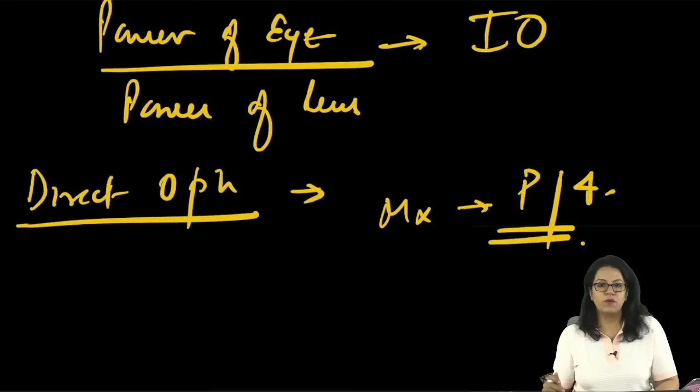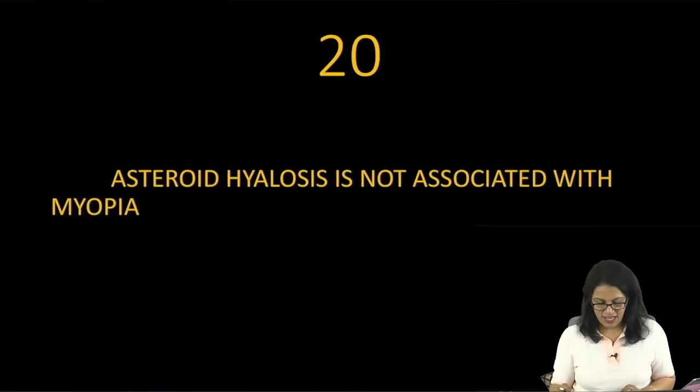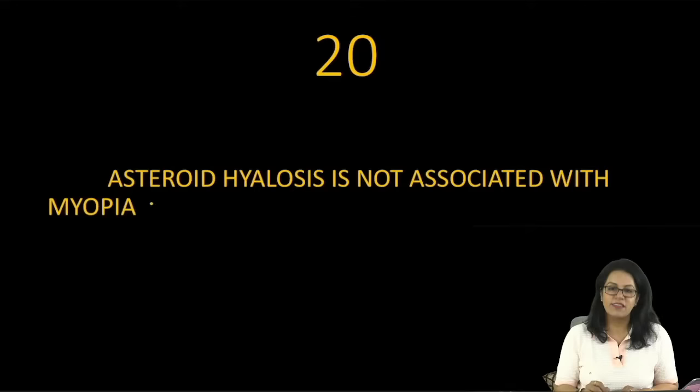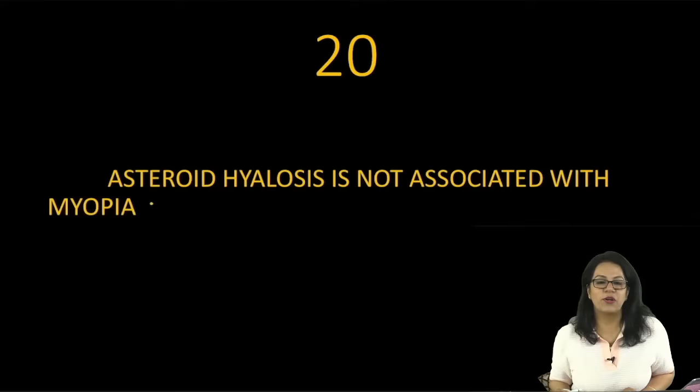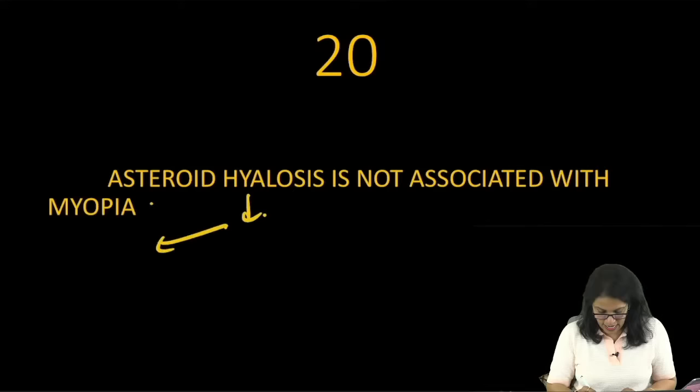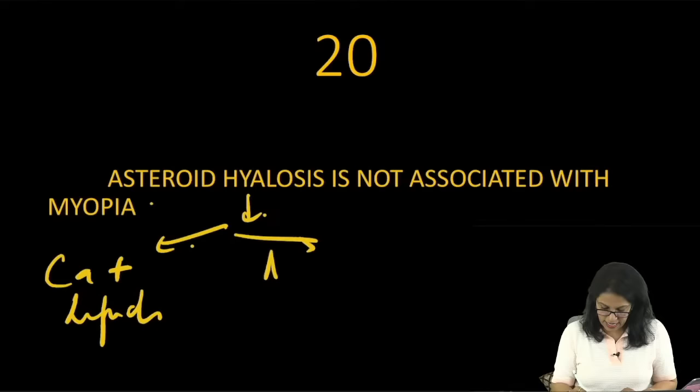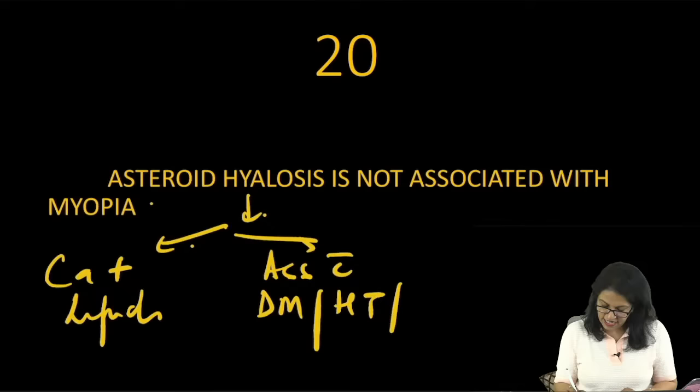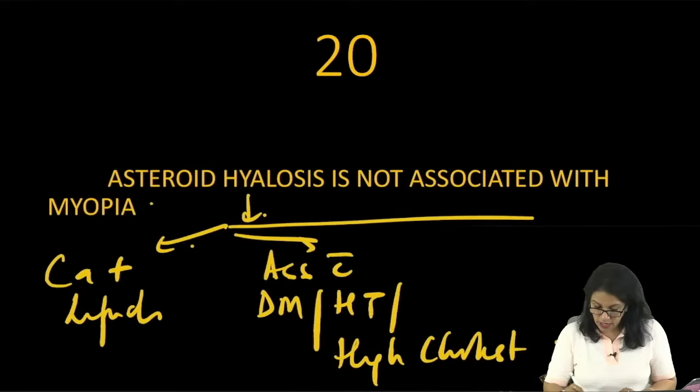Right? Again, you will decide what is the power and divide it by. Okay, we come to the next point. Asteroid hyalosis is not associated with myopia. Do you all know what is asteroid hyalosis or asteroid bodies? These are floaters in the vitreous cavity. These floaters are mainly seen in a few points. These are mainly calcium and lipids. And it is mainly associated with diabetes, hypertension and high cholesterol. Remember this. And it can also be associated with hypermetropia, but not with myopia.